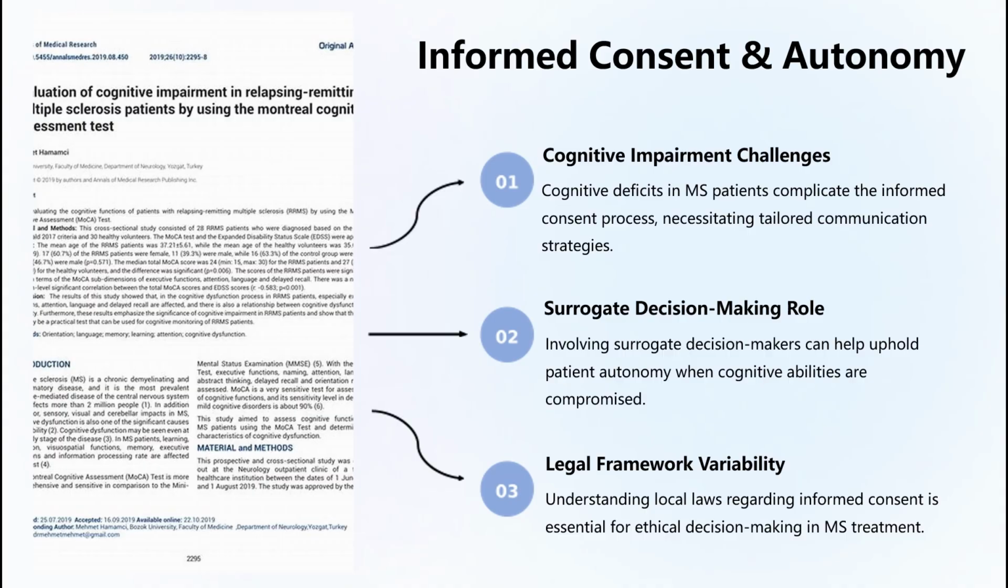This means there must be a use of surrogate decision-making roles, such as a caregiver giving a decision, but this breaches the autonomy of the patient themselves. Collectively, this creates legal framework variability. Some hospitals focus on the surrogate, some focus on the patient, and it challenges the consent and autonomy of the patients and the caregiver.